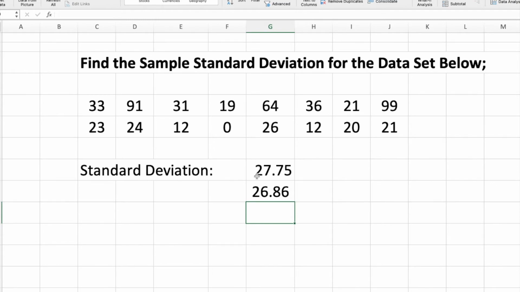So what command do we use? STDEV.S for sample, and based on what the question is asking, we just use that to find our statistics.